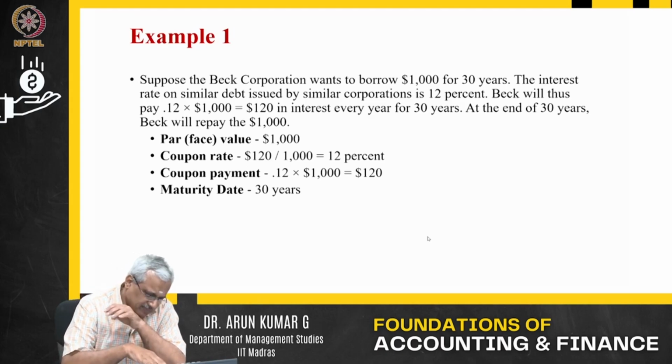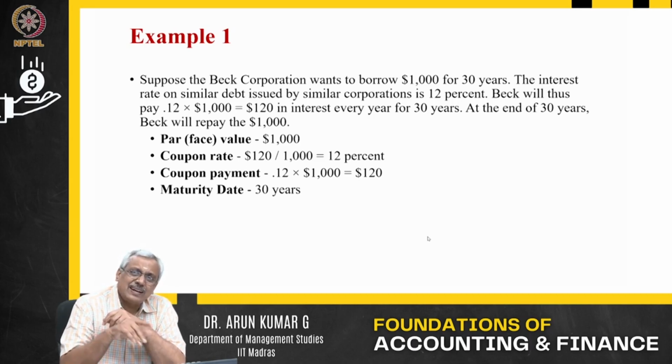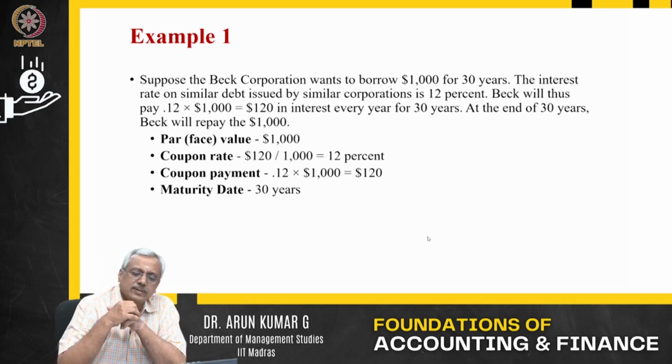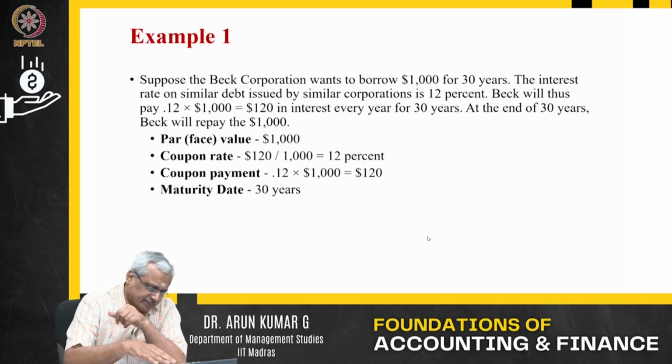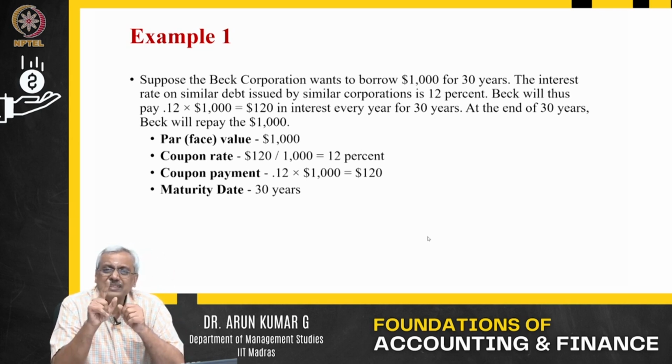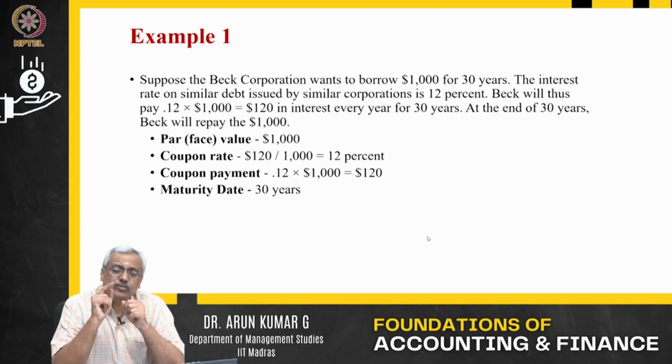Maturity date will be the date 30 years hence. Maturity date is not 30 years as mentioned on the screen. Maturity date is the date which will be 30 years from the date of issue. The 30 years becomes the tenure of the bond. The interest rate on similar debt instruments issued by similar corporations is 12%. That means 12% is the coupon rate. 12% of 1000 is what you will get every year for the next 30 years.